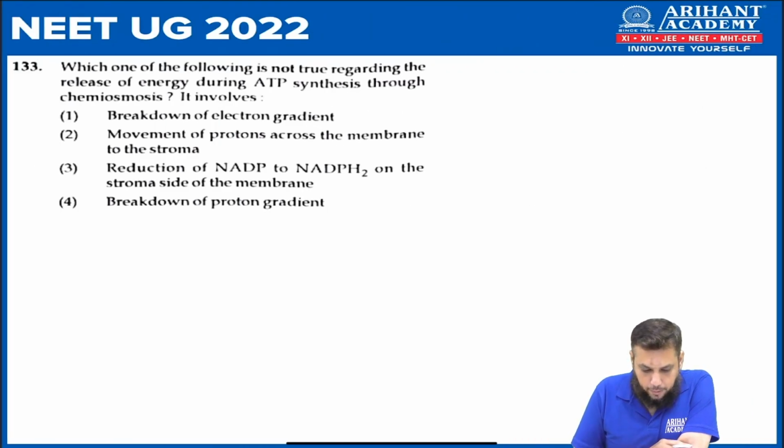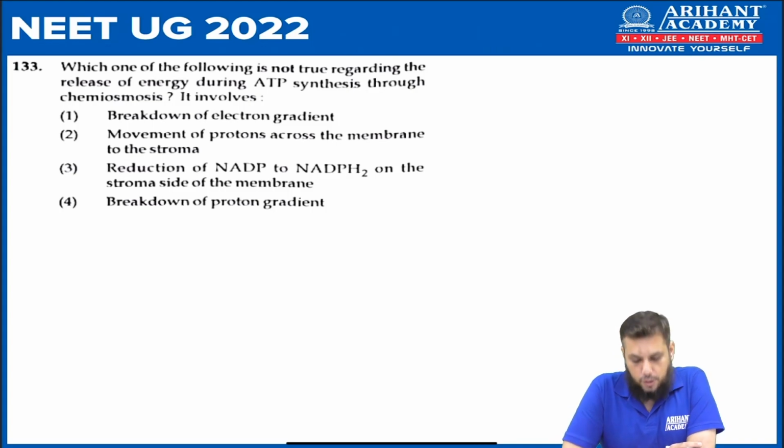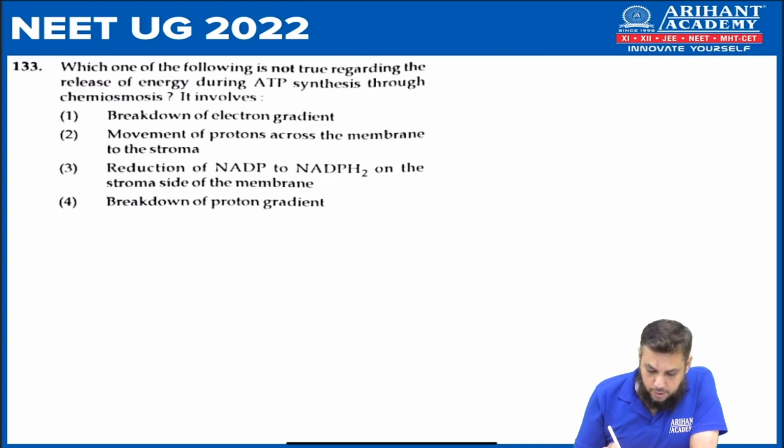133. Which one of the following is not true regarding the release of ATP during ATP synthesis through chemiosmosis? Mitchell's chemiosmotic hypothesis that you study in the chapter photosynthesis. Breakdown of electron gradient? No, it is the breakdown of the proton gradient. So it is not true. So for 133, the answer will be 1.